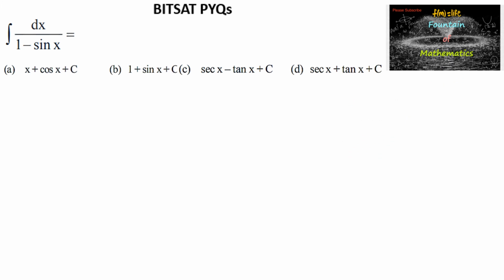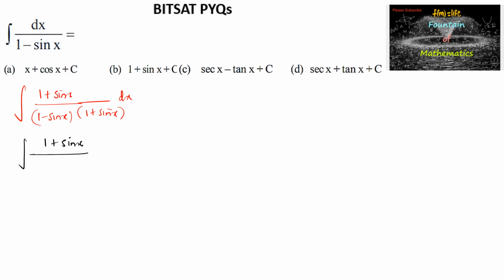Integral 1 upon 1 plus sin x dx. So let us multiply and divide with 1 minus sin x. So we can write integral 1 minus sin x upon 1 plus sin x into 1 minus sin x, which is 1 minus sin square x, dx, which is equal to 1 minus sin x upon cos square x dx.